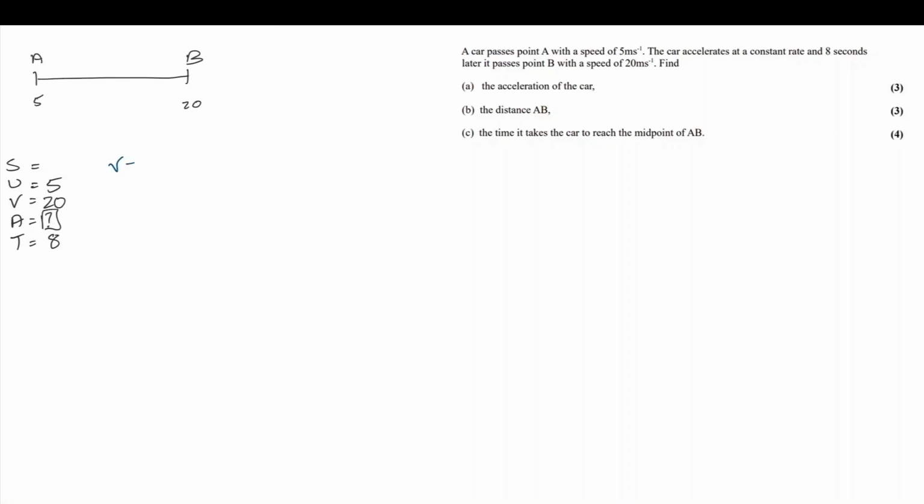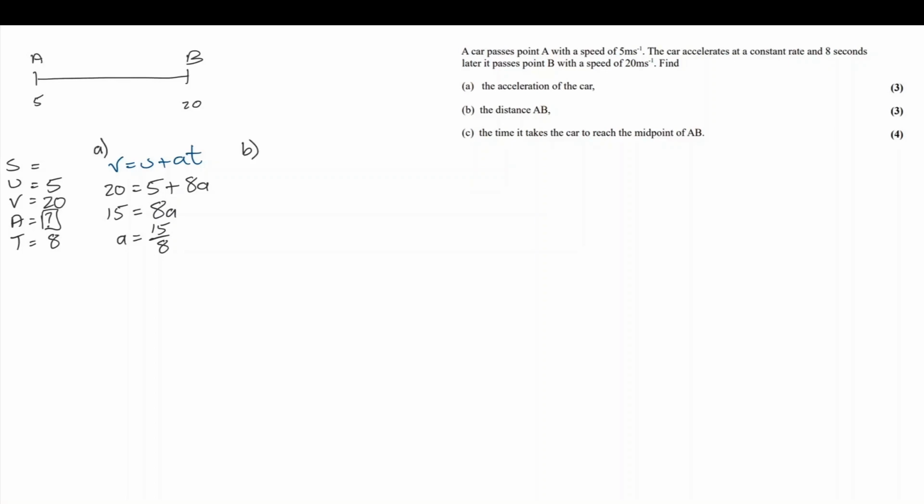Let's find the acceleration. The formula here is v equals u plus at. As we substitute our values in, we just need to rearrange to make a the subject, and we get an acceleration of 15 over 8 meters per second squared.